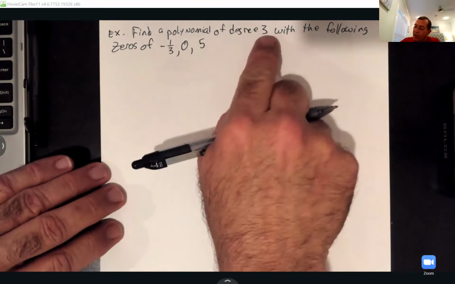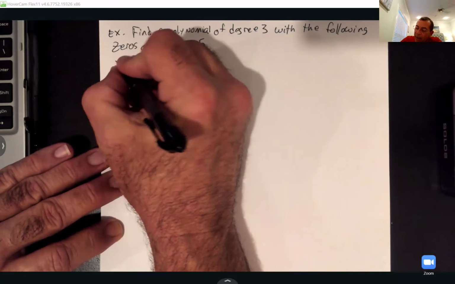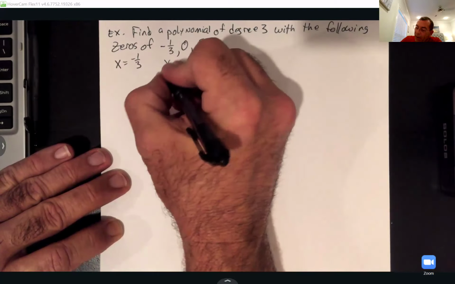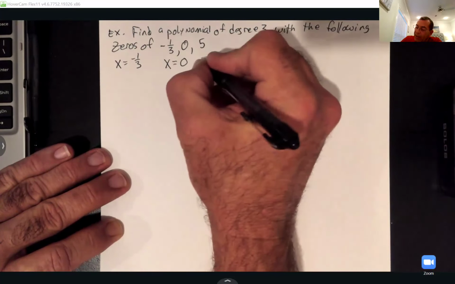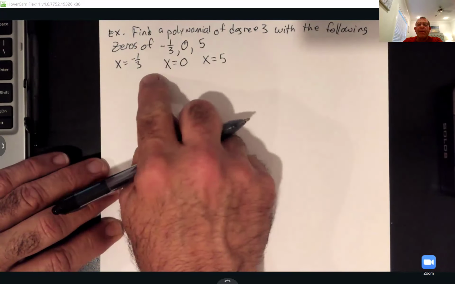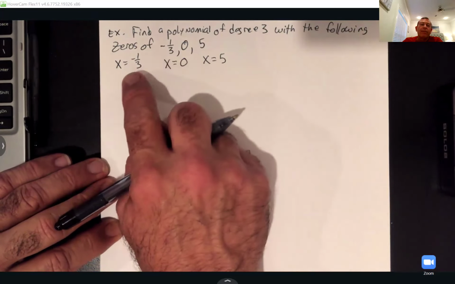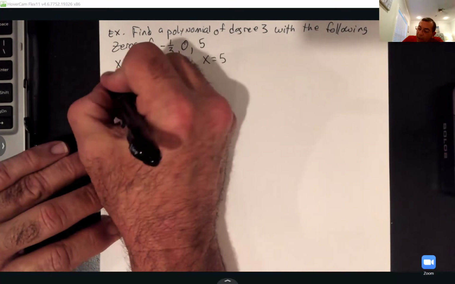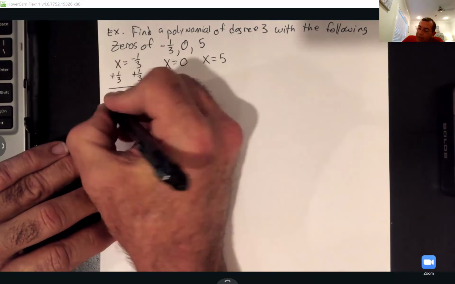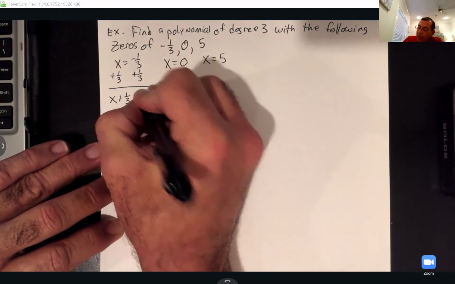All right, y'all. So degree 3, I got 3 zeros. So I know x equals negative 1/3. I know x equals 0. And I know x equals 5. Now, add and subtract, get me a 0 on the right side, which that one's already done. So this one I'm going to add 1/3. So x plus 1/3 will equal 0.